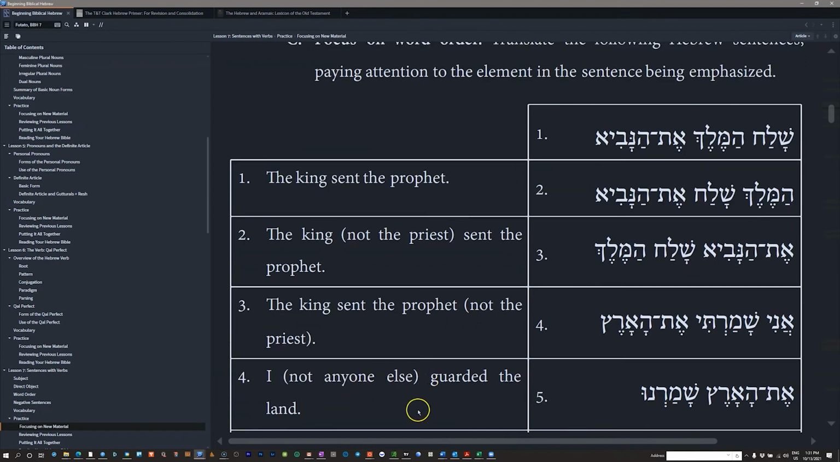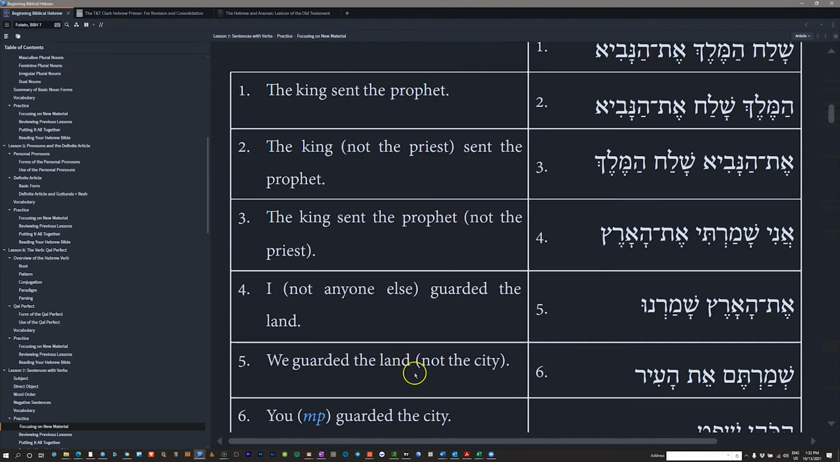We guarded. All right, English, what do you want after the verb? Give me the direct object. We translated the direct object as the land or the earth. So now we'll bring that down. The land. We guarded the land. You can put your period in there.